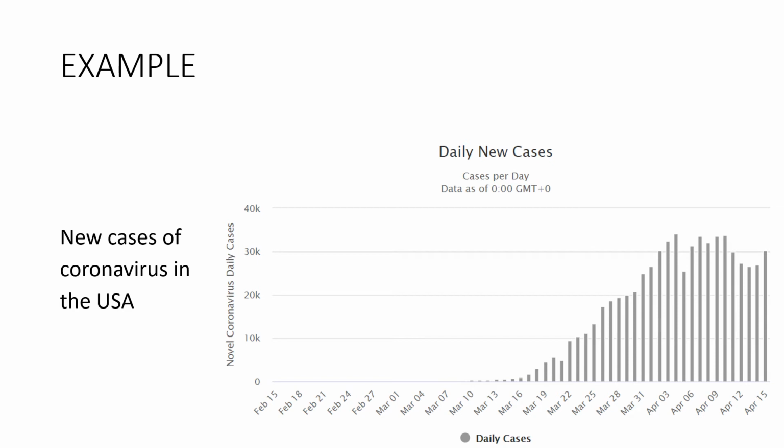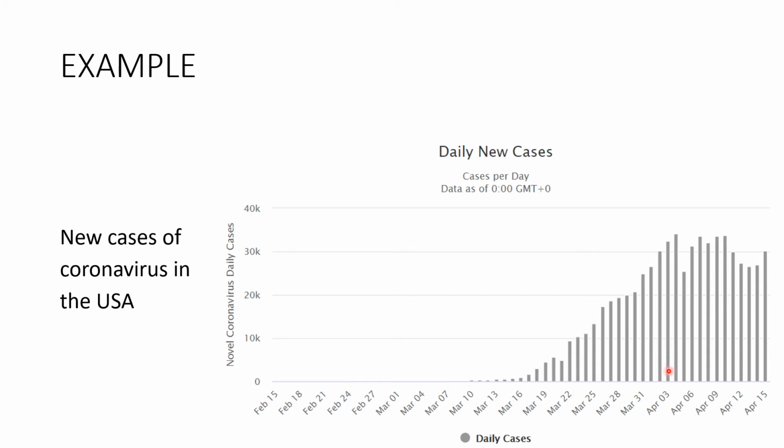So let's have a look at the new cases of coronavirus in the USA. So this is up to April the 15th. We can see that we've got an exponential growth happening here, because this is a linear scale. And then it sort of flattens off. There's ups and downs, but there's no more exponential growth, if that makes any sense.